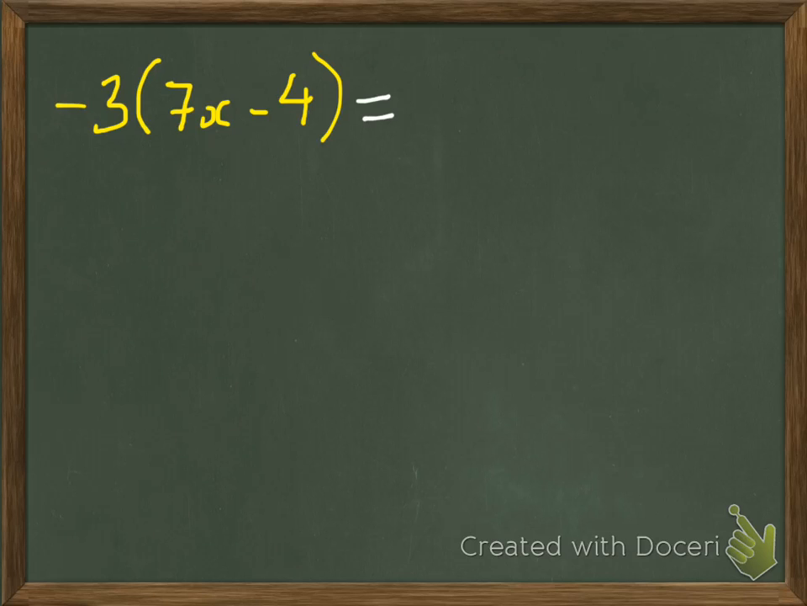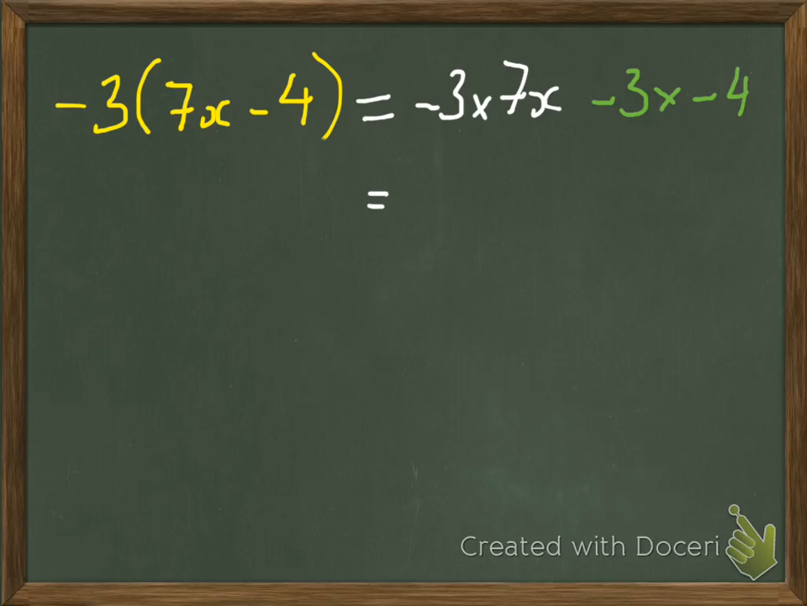Okay, here we go. So I'm going to do the basic principles, everybody. Outside times the first thing. Minus 3 times 7x. Then I'm going to do outside times the second thing in the brackets. So that's minus 3 times minus 4. Okay, we're not doing anything that we haven't done already in the past. Okay, now we just tidy up.